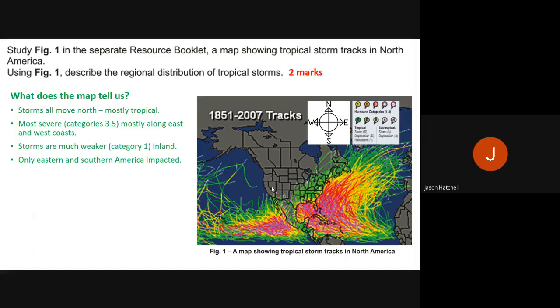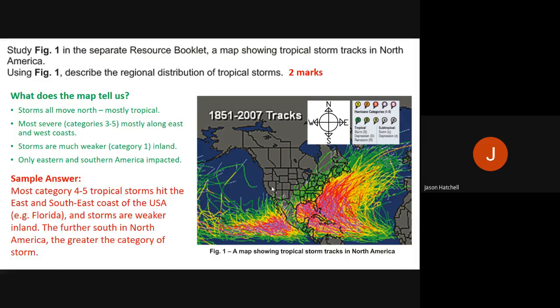Well, we know it's 2 marks, so we need to make 2 significant points. So on screen now, there are 2 long sentences that make 2 significant points. So I've said that most category 4 or 5 storms, and they are purple and pink, hit the east and southeast coast, where my mouse is now, of the USA. For example, Florida. Now, Florida is this tip down here, and the reason I've named Florida is because the question asked for regional patterns, and that's part of the region.